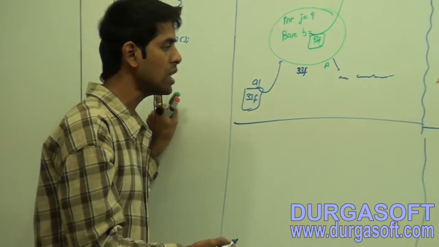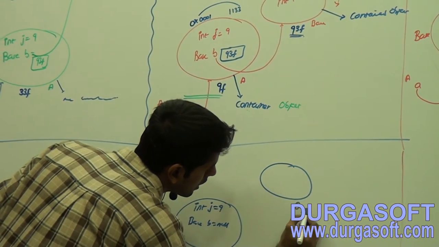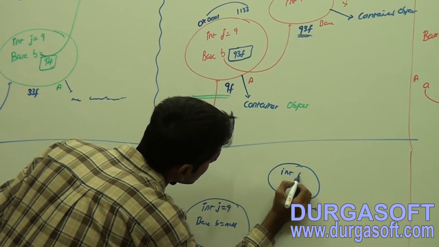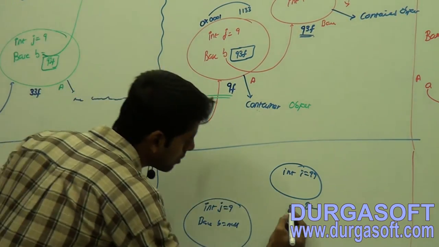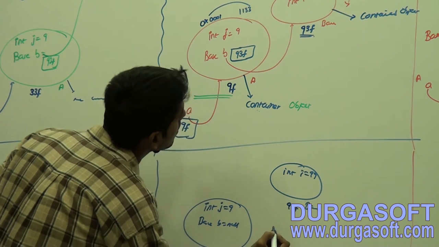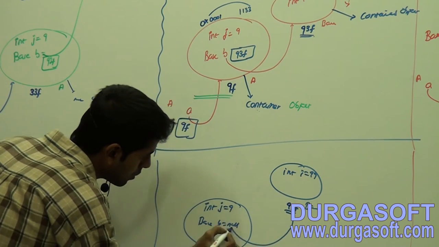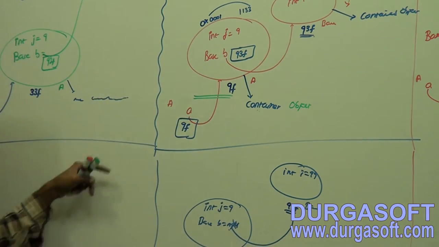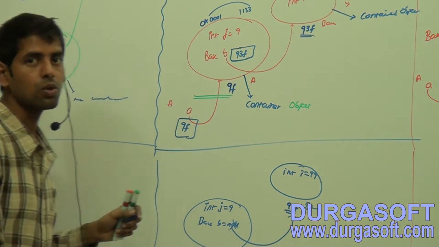Now create an object of type what? Base. Create an object of type Base, int I equals 99, and now this one will be having a reference, let it be 93F. This value I have to assign to this B. So this representation we are going to achieve. So how to do that one?